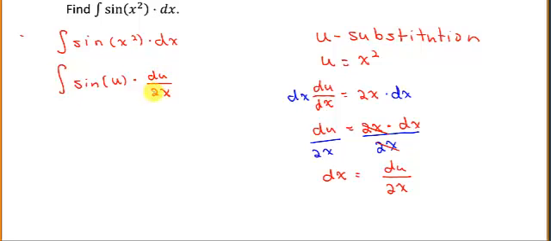I can take out the factor of 2 in the denominator, and we have 1/2 times the integral of sine of u times du over x, but there's nothing I can do with the x. And so at this point, I am stuck. I cannot go any further.